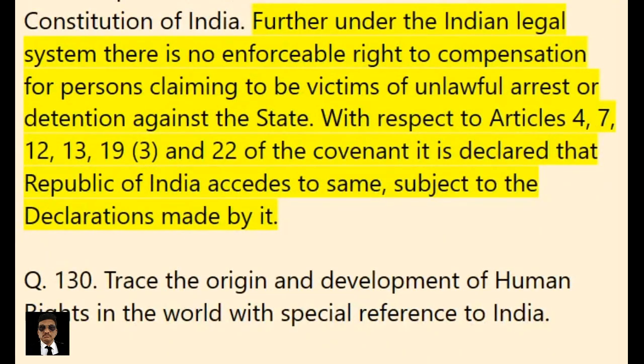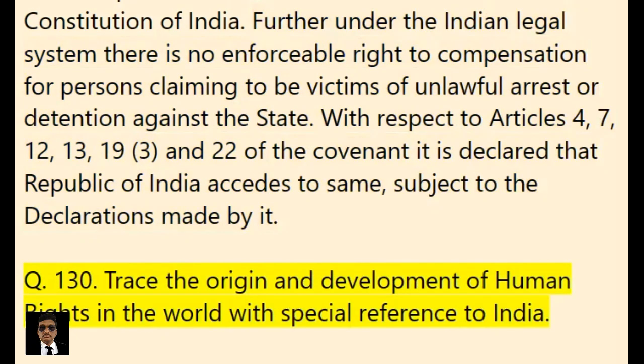Further, under the Indian legal system, there is no enforceable right to compensation for persons claiming to be victims of unlawful arrest or detention against the state. With respect to Articles 4, 7, 12, 13, 19, 3, and 22 of the Covenant, it is declared that the Republic of India accedes to the same, subject to the declarations made by it.